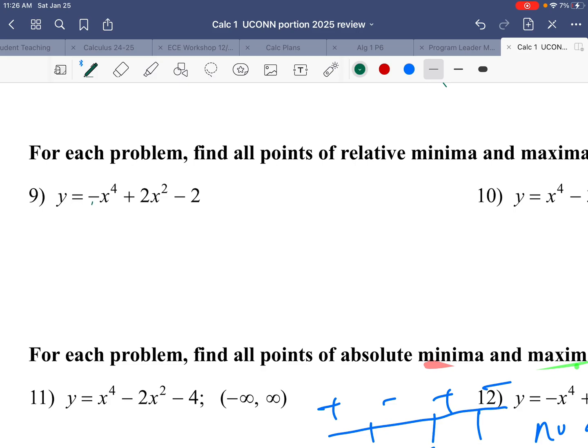Taking the derivative here, this is negative x to the 4th, so it's negative 4x cubed, plus 2x squared. The derivative will be 4x. And the derivative of negative 2, or subtracting 2, is going to be 0. I'm taking my derivative and I'm setting it equal to 0.